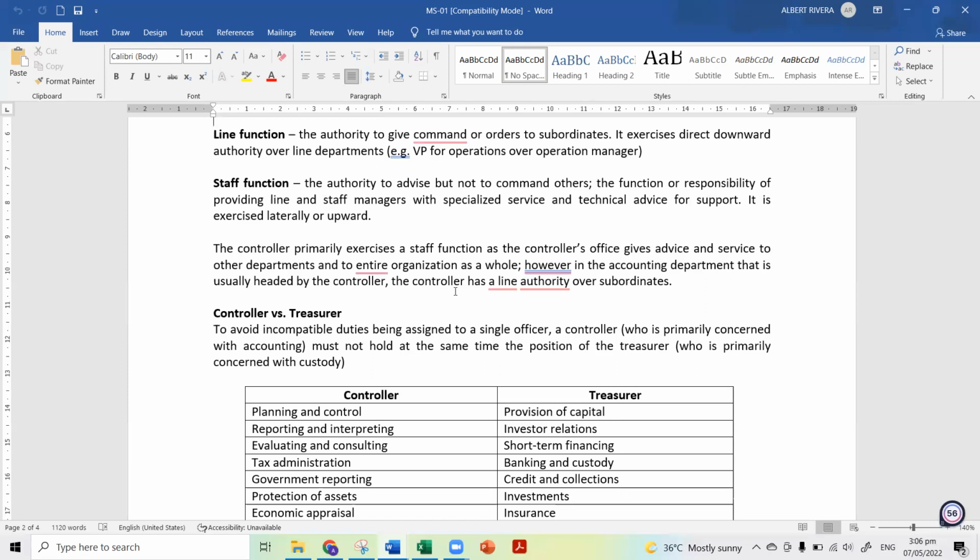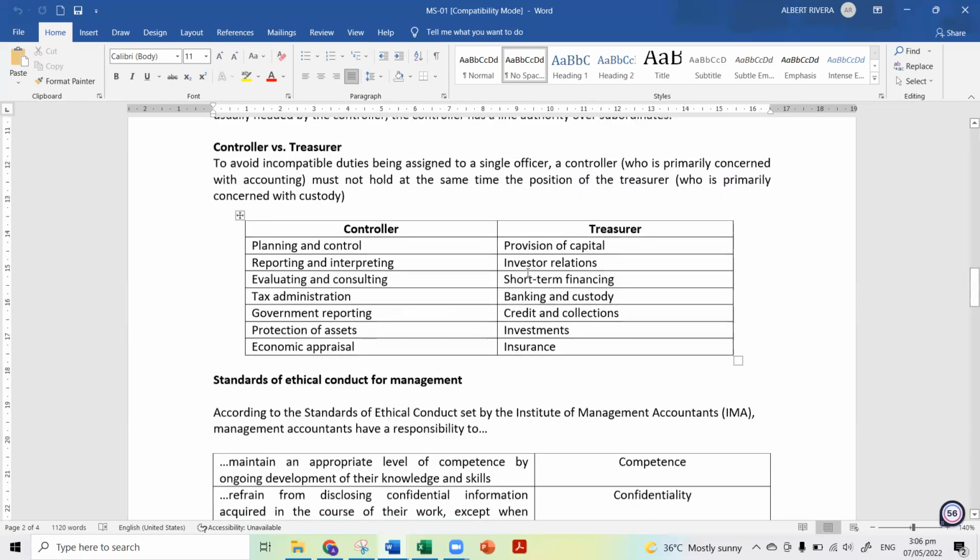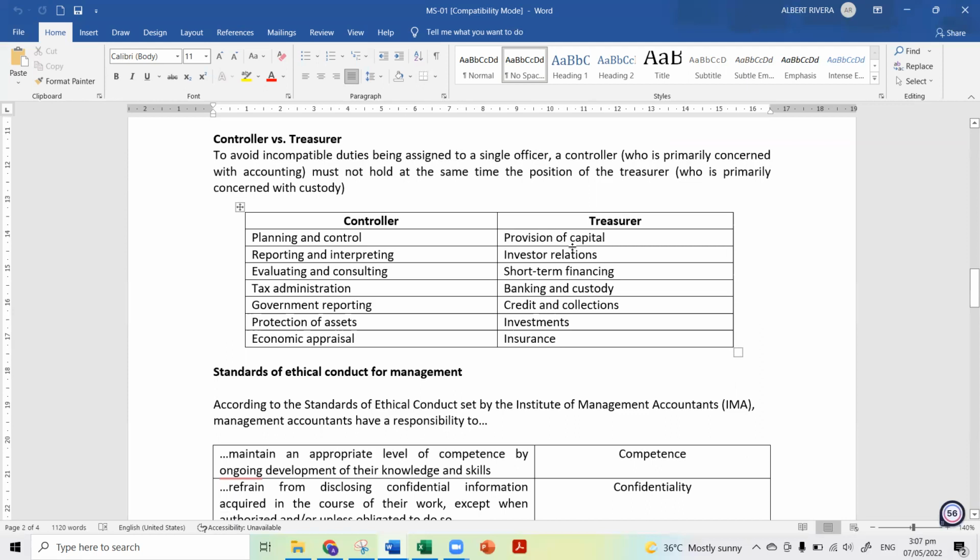Okay? So, controller versus treasurer. Pag treasurer kasi class, ano yan? Di ba, treasurer, ano ba sa Tagalog yan? Ingat yaman, di ba? Ibig sabihin, nakafocus ka dun sa asset, sa cash, kaya nandito tingnan, provision of capital, investor relations, short-term financing, banking custody, credit and collection, investment insurance. Okay, so ang focus niyan, di ba, ingat yaman na ang Tagalog niyan. It focuses on the assets of the company, the custodian of the company as far as its asset is concerned.